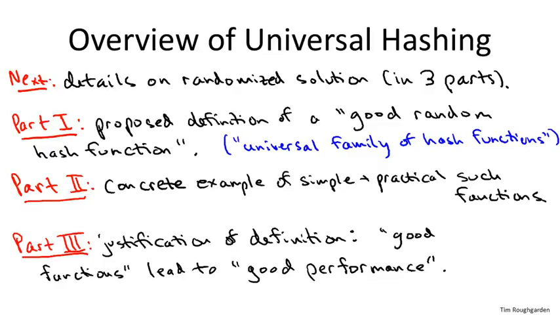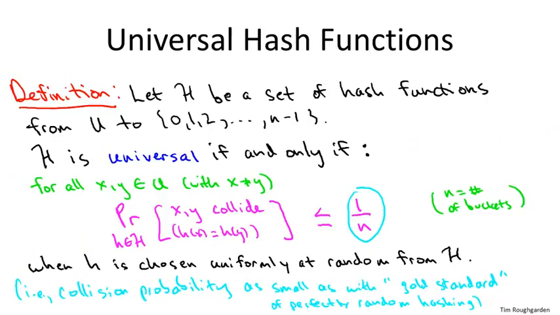And the plan for this video is to prove formally that if you draw a hash function uniformly at random from a universal family of hash functions, like the one we saw in the previous video, then you're guaranteed expected constant time for all of the supported operations. So here's the definition once more of a universal family of hash functions. We'll be using this definition, of course, when we prove that these hash functions give good performance.